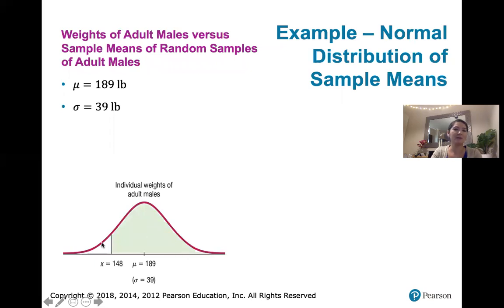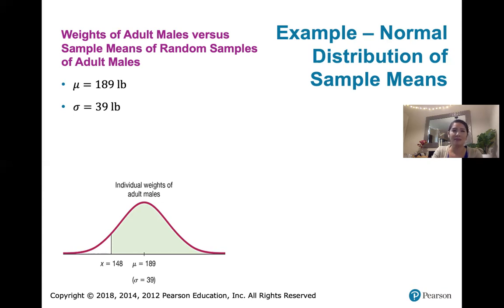If we're looking for the probability that a particular adult male has a weight that is greater than 148 pounds, that probability would be this area over here, the area to the right of x equals 148. And we could find that area by converting that x value to a z-score, finding out how many standard deviations that is below the mean, and then looking up the area to the right. Now we might have to look up the area to the left and infer the area to the right, but we can do that using the methods that we've discussed in lesson 6.2.